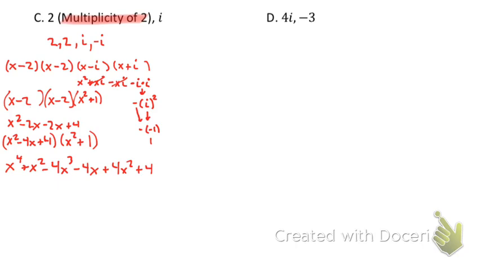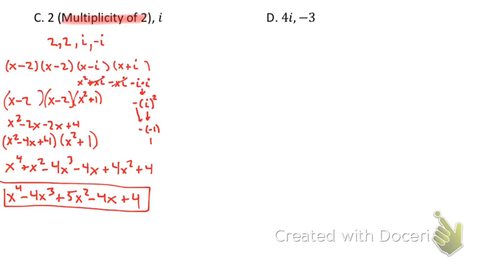Combine like terms, we have x to the fourth, then negative 4x to the third, then positive 5x squared, minus 4x, plus 4. Again, try example D, pause the video, and you can try to work it out before you see the answer.